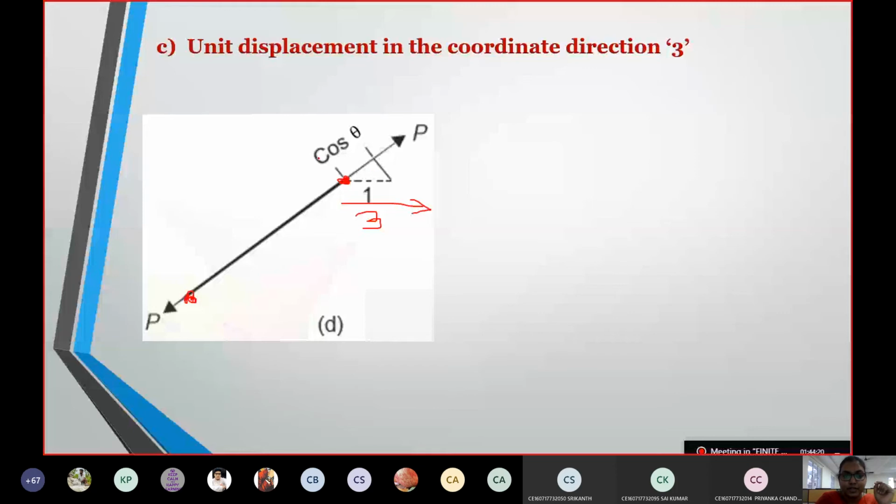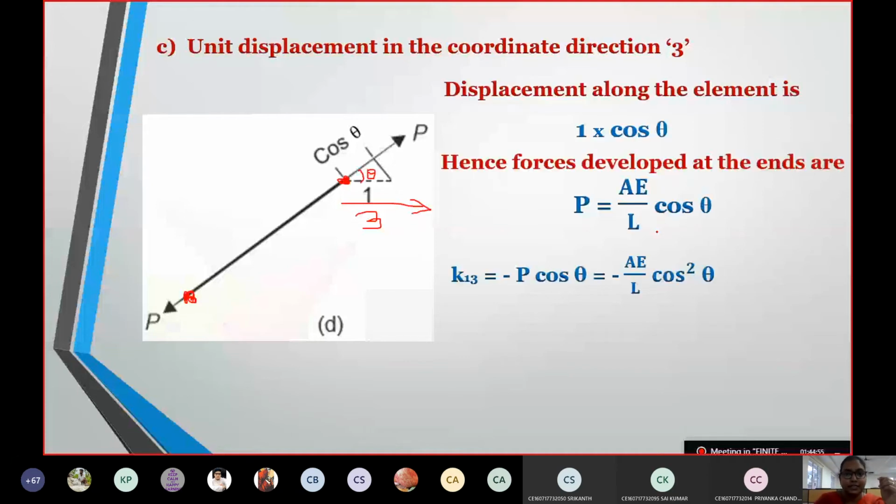So this was our theta. All right. So displacement along the element is 1 into cos theta. This is similar to what we have taken in the note 1. So 1 into cos theta will be delta, T is equal to A by L into cos theta. So what are the terms we are going to get here? K13, K23, K33 and K43. That is all the four applied at third direction 3. All right. So K13 minus P cos theta.